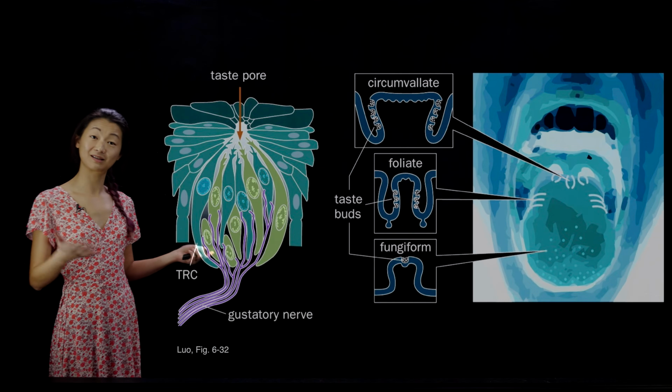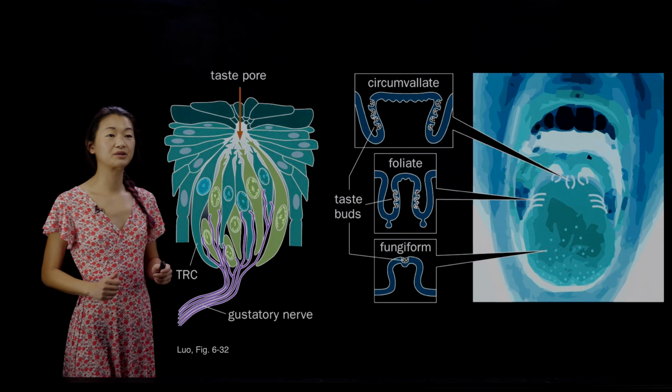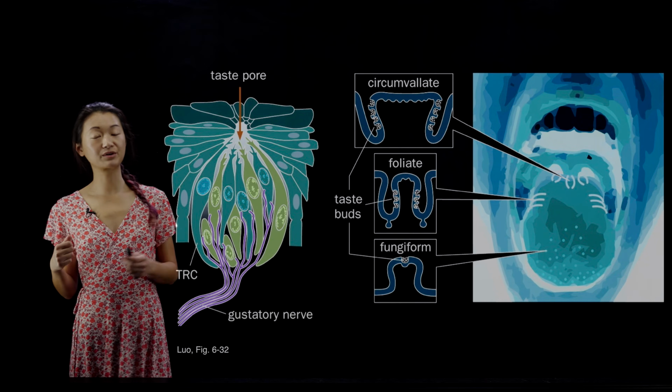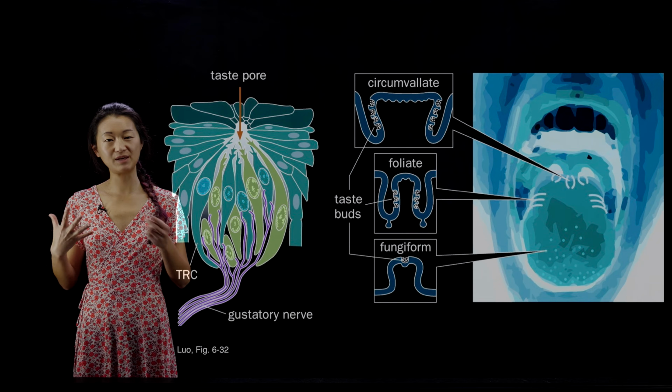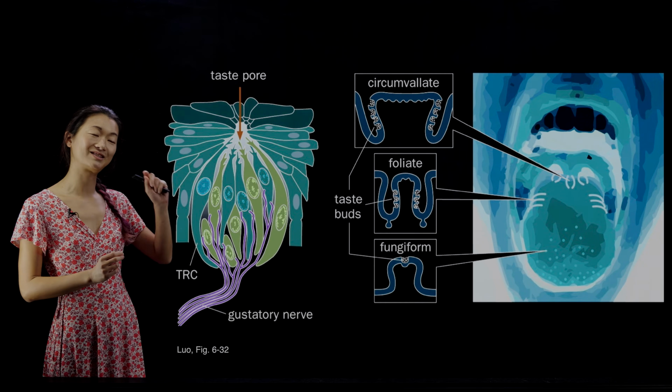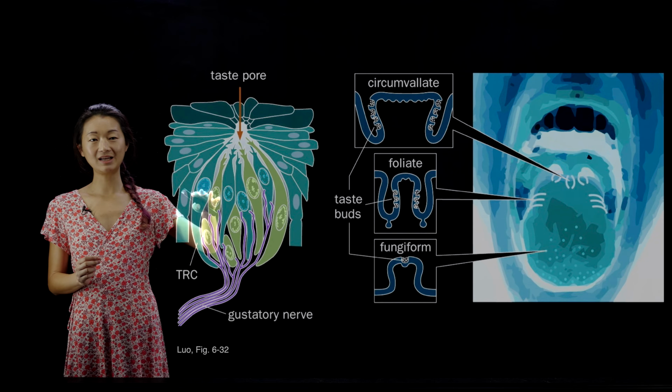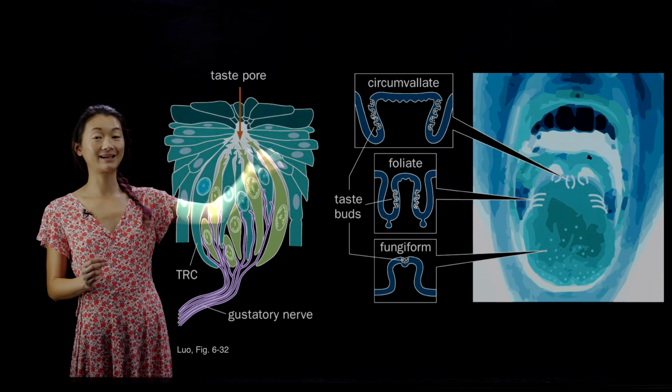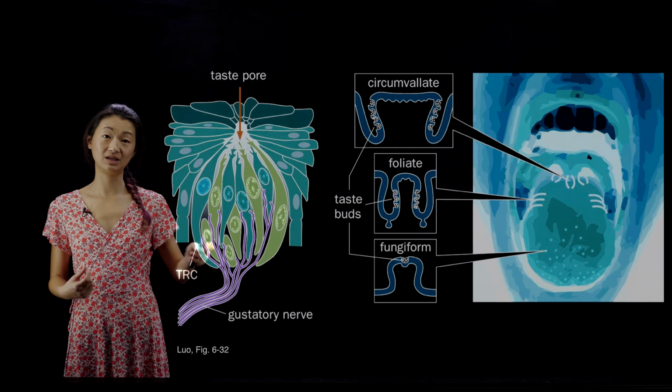They are, as you may expect, located in your tongue. If you zoom into your tongue and look at it under a microscope, you'll notice that it has all of these little bumpy structures. If you zoom into the bumpy structures, you'll see individual taste buds. And inside each taste bud is a bundle of cells that contains all of your taste receptor cells, TRCs.